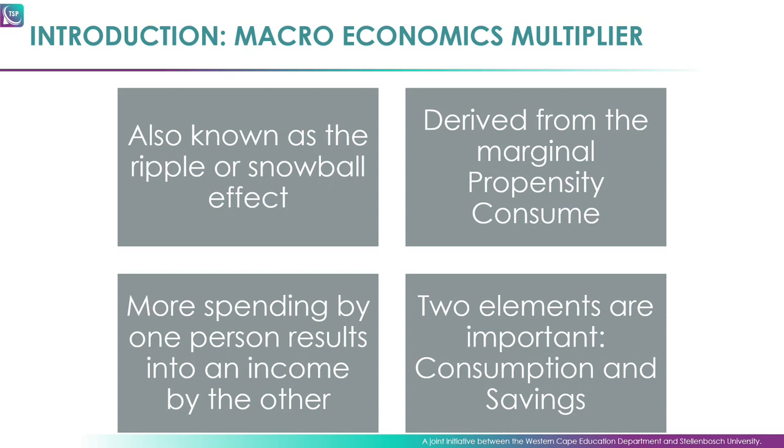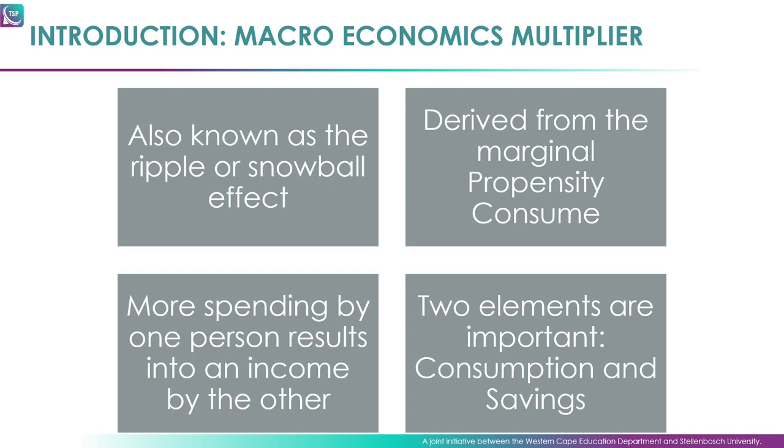Then there are 2 elements, as I've already mentioned: from that 100 rand, there are 2 things that I'm likely to do with it. Either I consume it or save some, or just save all of it, or just consume all of it. So those are the 2 important elements that you need to know when we are dealing with the multiplier.